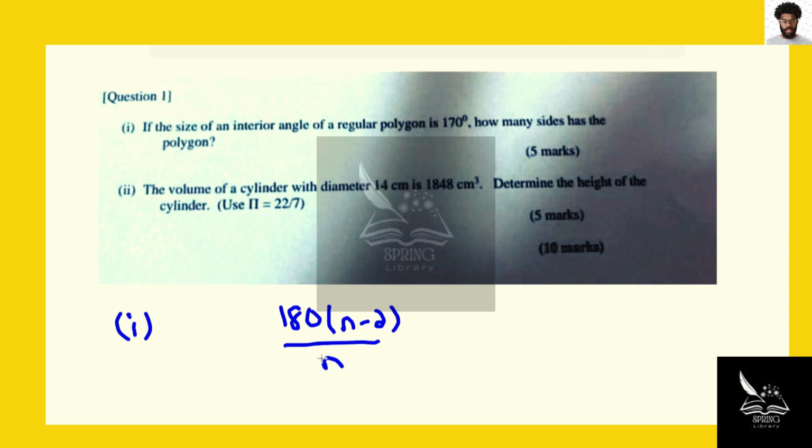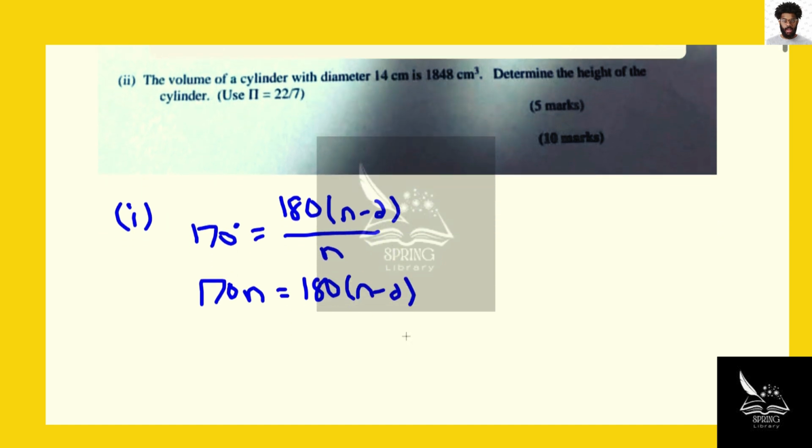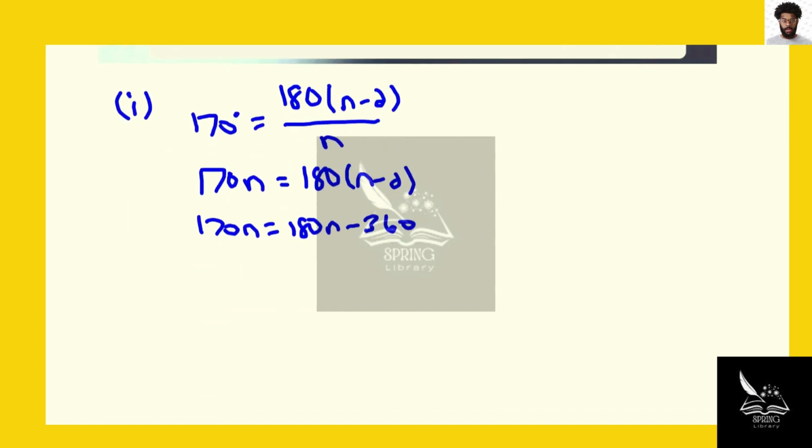So you use this structure to say, well, if that's an individual angle, and I know that it's 170, I can solve this equation. Multiply both sides by n. You could then distribute the 180. And then we could subtract 180n from both sides. And then divide both sides by -10, and you'll get positive 36, meaning there's 36 sides.